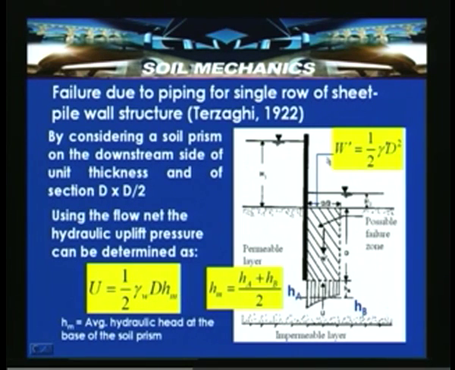So, in this slide what we said is that now there is a prism of the soil, where the submerged weight is W dash equal to half gamma dash d square, and on the same section at the base it is subjected to an uplift force U. So, by considering vertical equilibrium, the factor of safety is the ratio W dash by U. If that has adequate factor of safety, then we can say it is safe against piping failure.